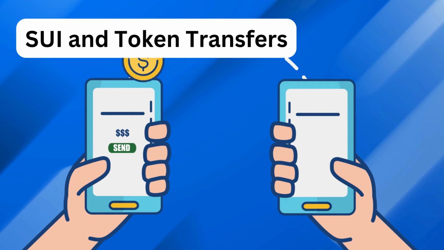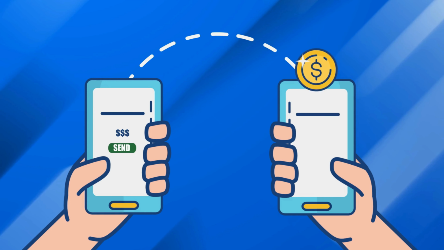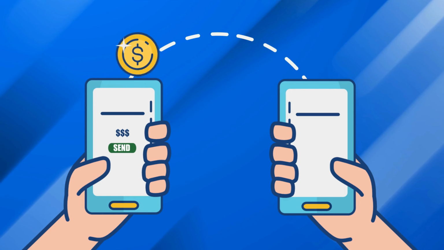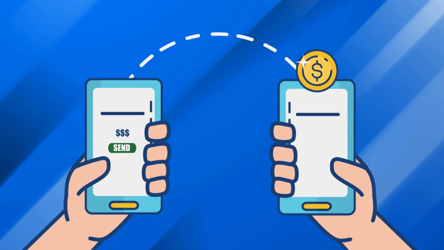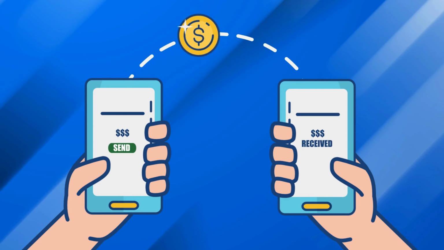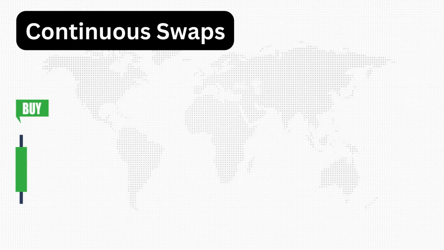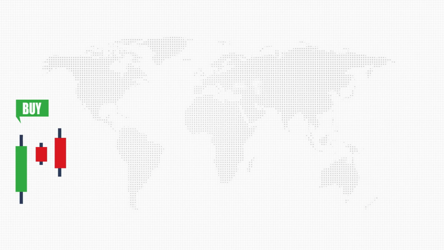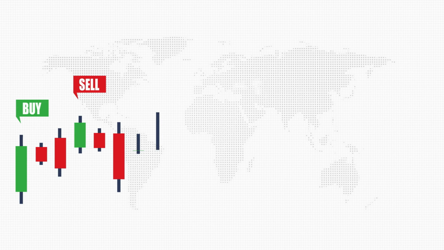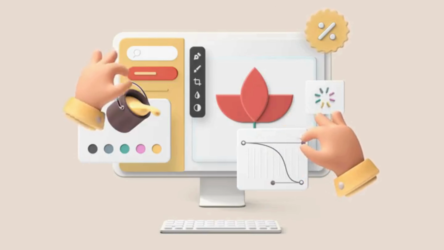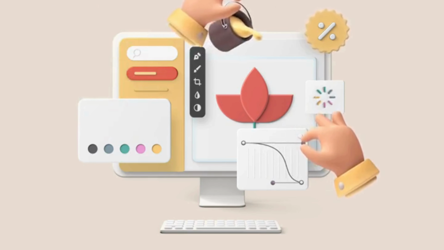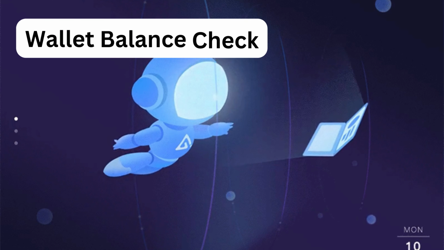SOL and token transfers: transfer SOL for gas fees and the token you want to trade. The bot automates these transfers, ensuring every wallet is ready for trading. Continuous swaps: the heart of the Moonshot Volume Booster is its ability to execute continuous buy and sell orders. Adjust trade size, frequency, and price ranges to simulate organic trading volume.